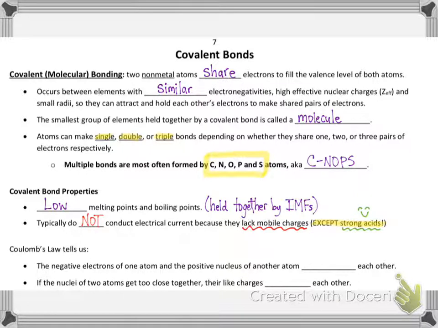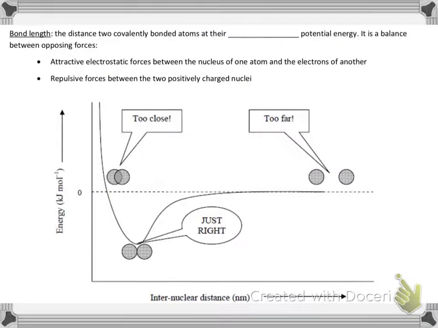Now, Coulomb's law. Everything comes back to Coulomb's law. Well, Coulomb's law tells us that the negative electrons of one atom and the positive nucleus of the other atom are attracting each other. But the two nuclei involved in this bond will repel each other, like charges repel. So finding the optimum bond length is a balance between these attractive and repulsive forces. The bond length will occur at the lowest potential energy, where there's the maximum attraction and the minimum repulsion.